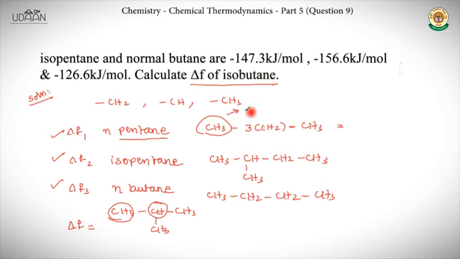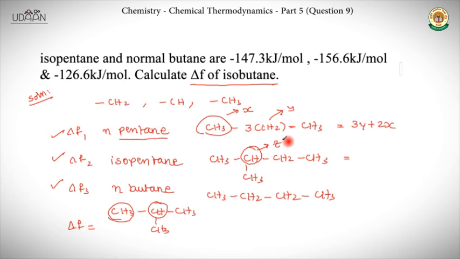Let me consider CH3 heat of formation as X and CH2 heat of formation as Y. So here I have 3 CH2, so 3Y plus 2X. You're going to be using X for CH3 and Y for CH2 for the further equations also. Exactly. And in my second equation I have CH, which is something different. I'll put it as Z.